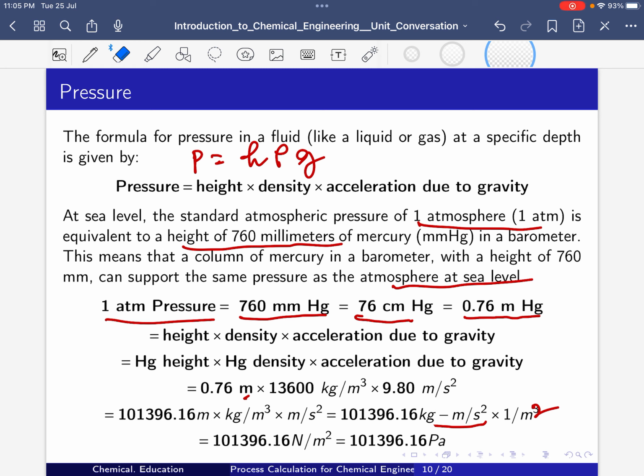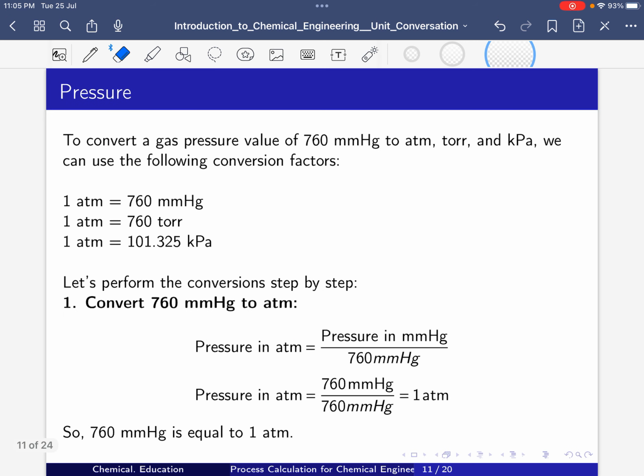101,396.16 Pa. Now there is a slight difference. So you can see here 1 atm is equal to 101.325 kPa. Remember that. And 1 atm is equal to 760 mmHg. Another unit is there that is called torr. So 1 atm is equal to 760 torr.